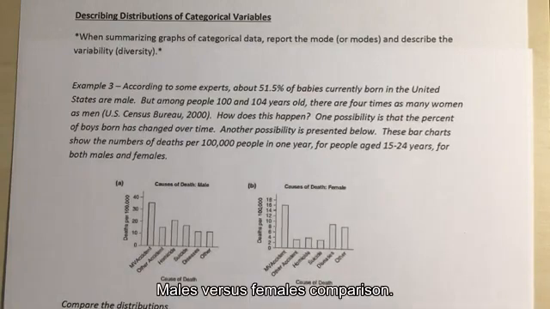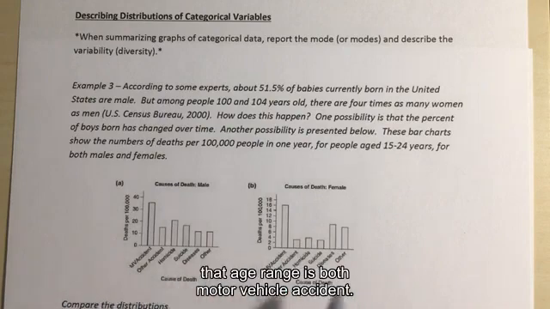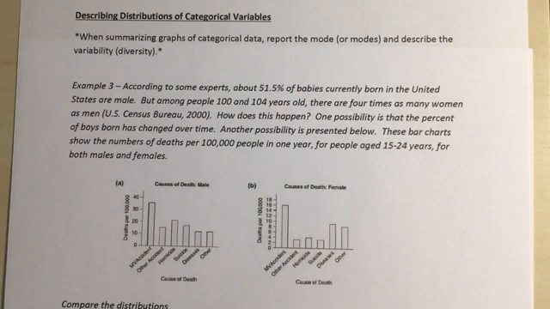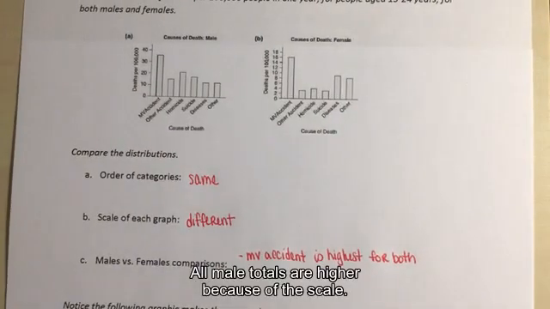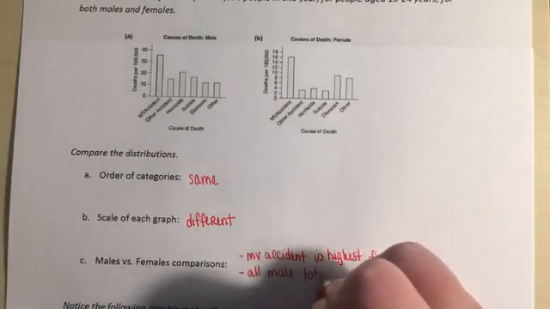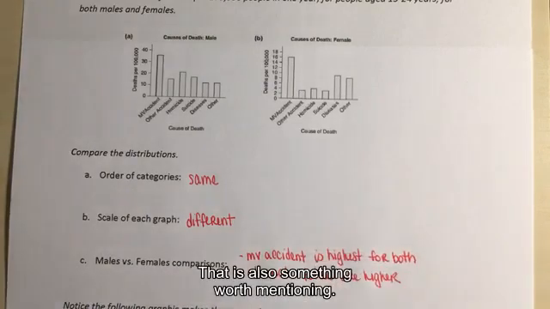All right, males versus females comparison. If we look at it, the leading cause of death in that age range for both is motor vehicle accident. So we're going to make a few observations here. Motor vehicle accident is highest for both. All male totals are higher because of the scale. That is also something worth mentioning.